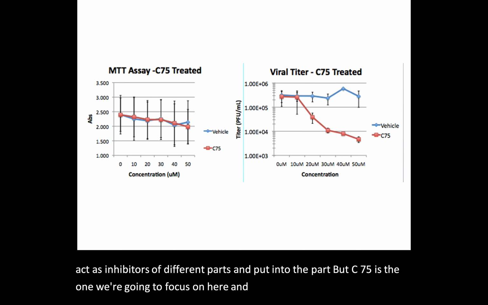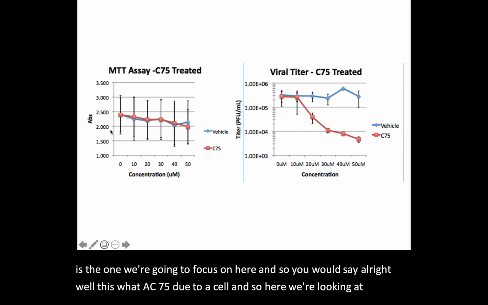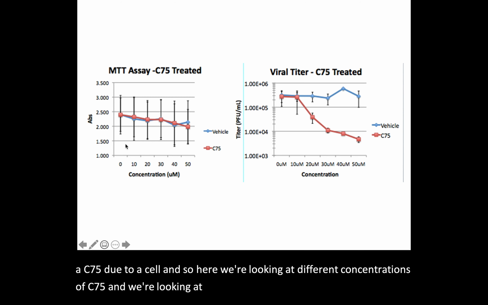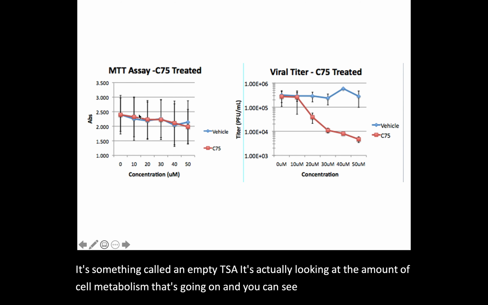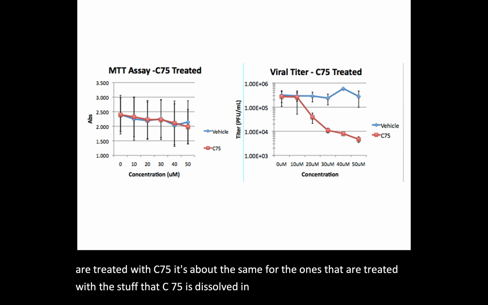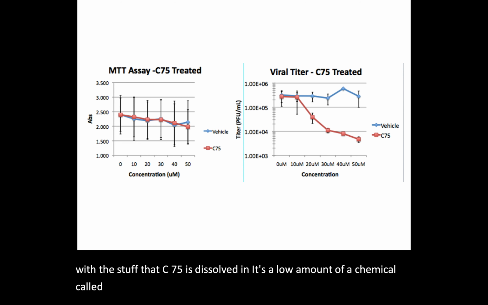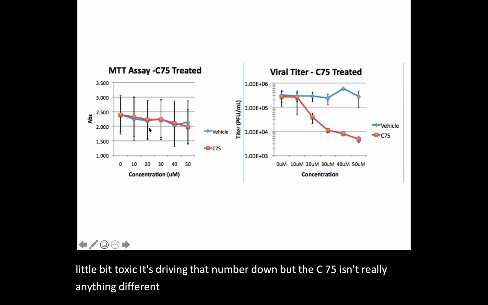And so you'd say, all right, well, what does C75 do to a cell? Here we're looking at different concentrations of C75, and we're looking at the amount of cell growth. It's a thing called an MTT assay. It's actually looking at the amount of cell metabolism that's going on. And you can see that for the ones that are treated with C75, it's about the same as for the ones that are treated with the stuff that C75 is dissolved in. It's a low amount of a chemical called dimethyl sulfoxide. And so you can see the dimethyl sulfoxide is a little bit toxic. It's driving that number down. But the C75 isn't really anything different than no C75 there. So it's not killing the cells, but look what it does.